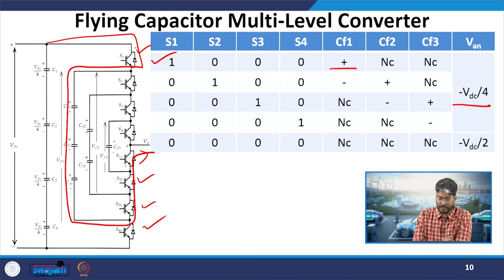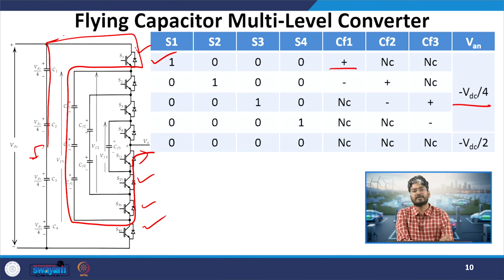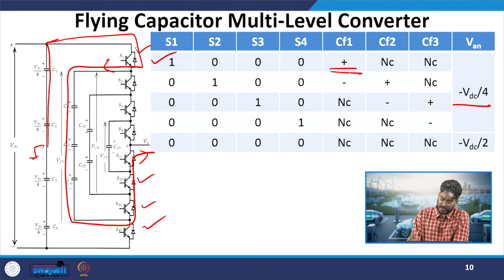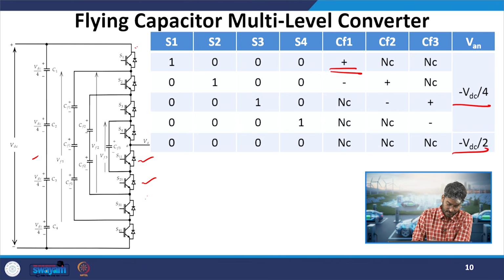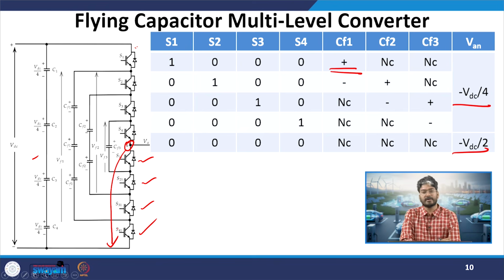If I apply KVL, in this case I will observe that the voltage between these two terminals will be equal to minus VDC by 4, and my capacitor is seeing an inverse current, that is, it is entering the positive terminal of that CF1 capacitor, so it will be charging. Similarly, for minus VDC by 2, I do not have any redundant combination. In this case, we have turned on all the bottom switches, so this point gets connected to the negative bus and we get minus VDC by 2 at the output.